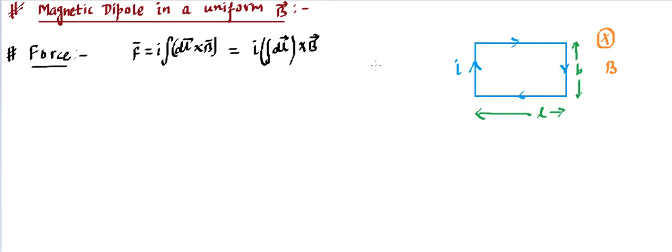And for a closed loop, this becomes 0. Since we need to integrate from here around the entire loop and come back to the same point, it's a closed loop, and for a closed loop this displacement becomes 0, so the force is going to be equal to 0. This point we have already talked about: in any closed loop present in a uniform magnetic field, the net force acting is 0. Mind it, it is the net force that we are talking about.